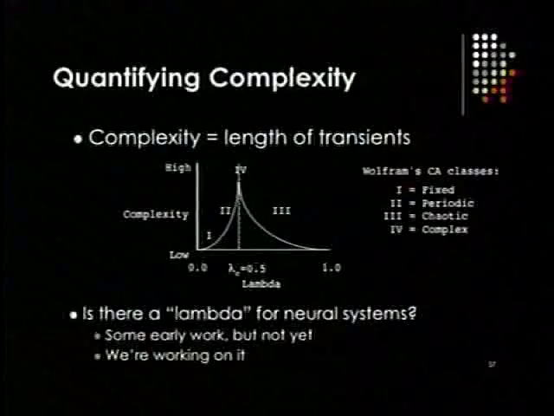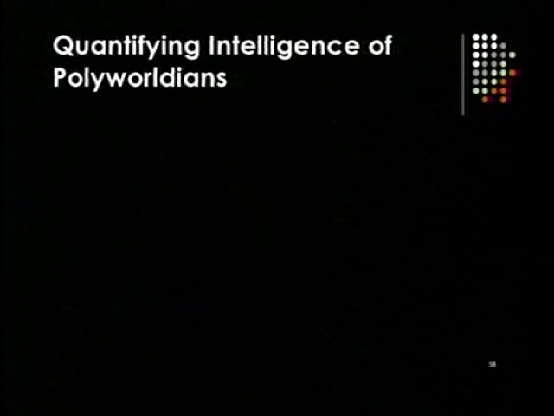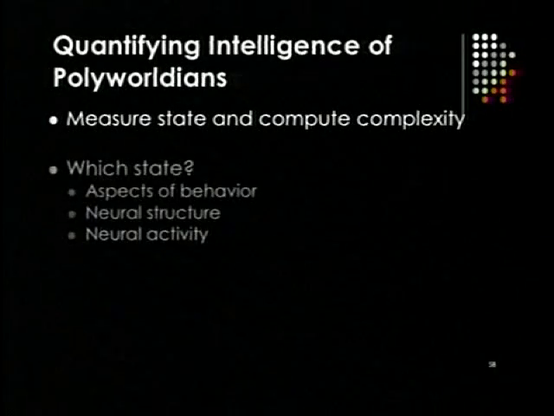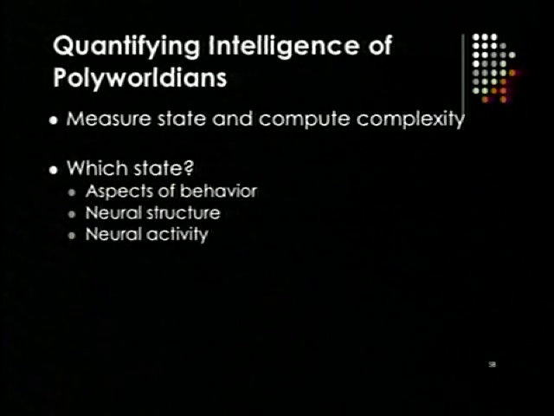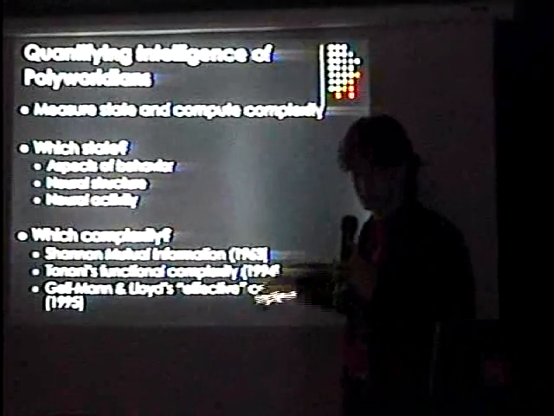So the real question: is there a lambda parameter for neural systems? We don't know yet. We're working on it. But I can show you some raw data we do have. Here's what we're going to do. We're going to measure state and compute complexity. Here's something you can't quantify: intelligence. We look at states and compute complexity. These kinds of states seem reasonable to look at, and these are some basic information theory measures that also seem reasonable.